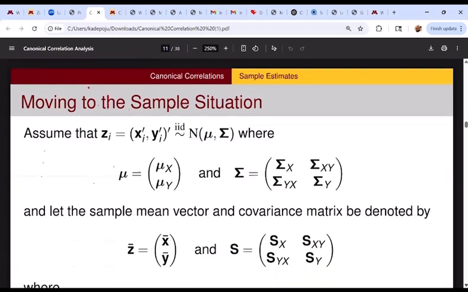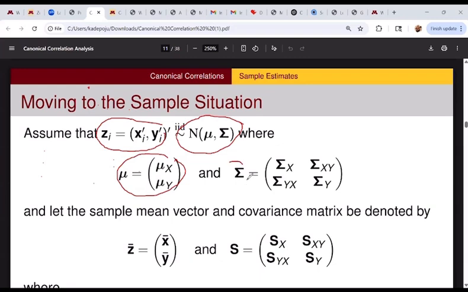Now, I've been talking about the population all this while. What if we have sample data? Say I have two sets of data, a set of X and a set of Y. They follow a normal distribution. And of course, this is going to be the mean for the set of X, and this is the mean for the set of Y.